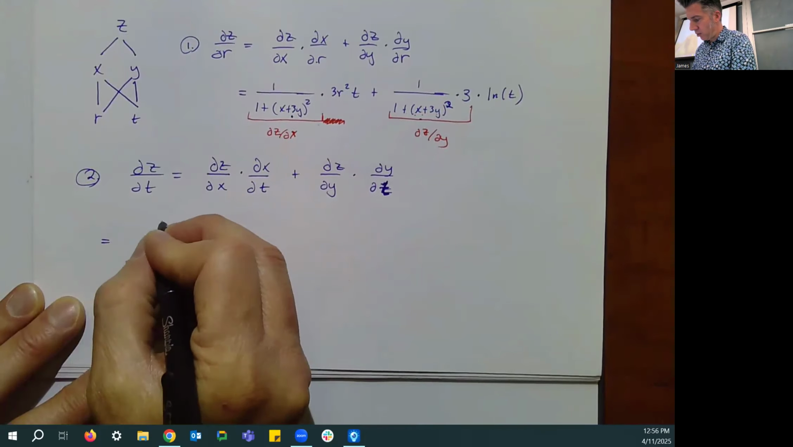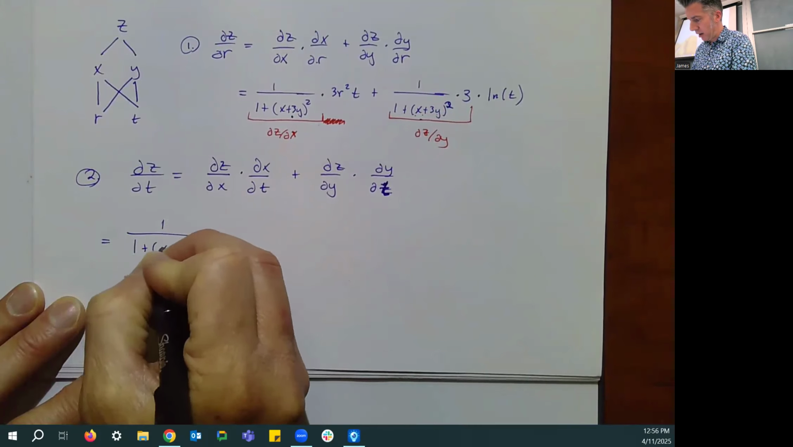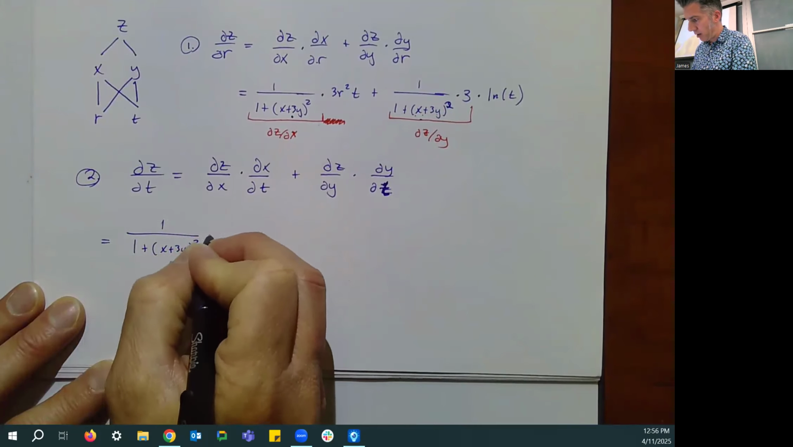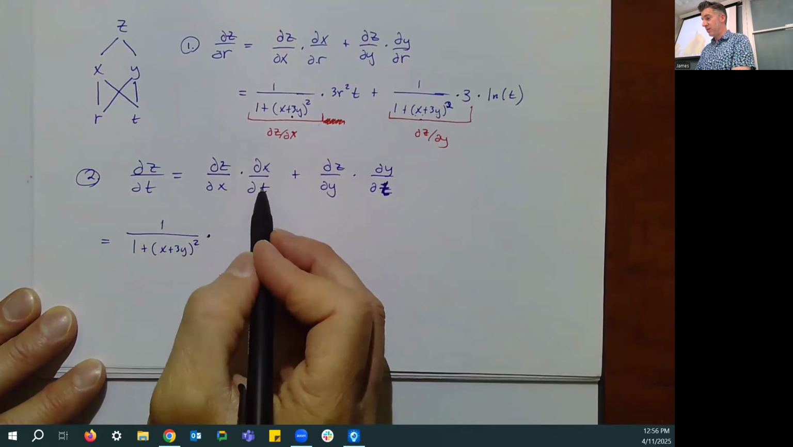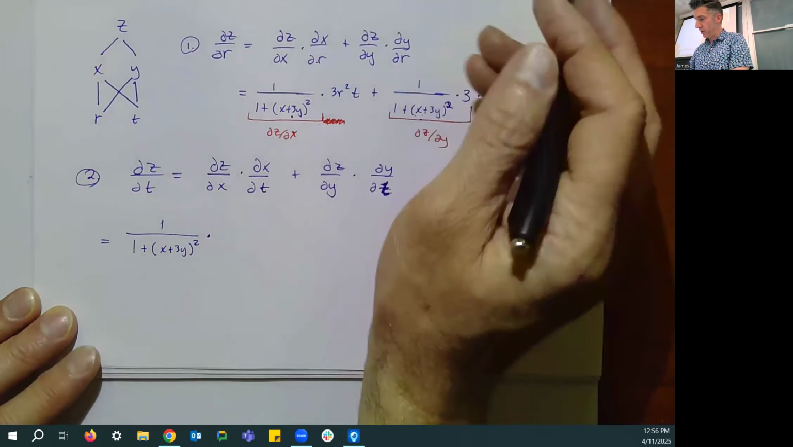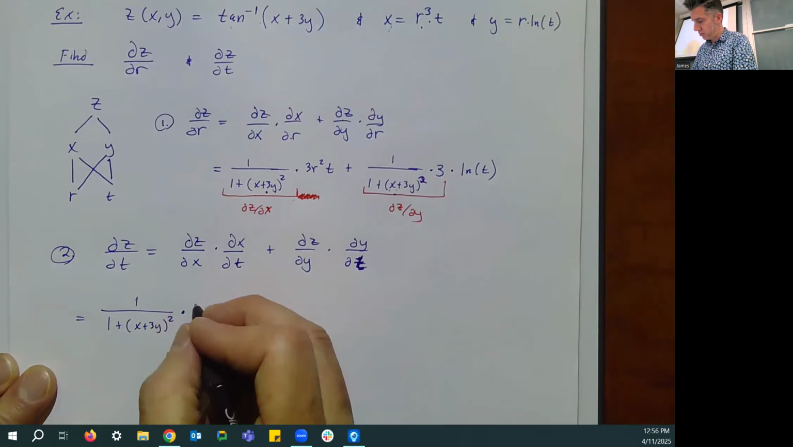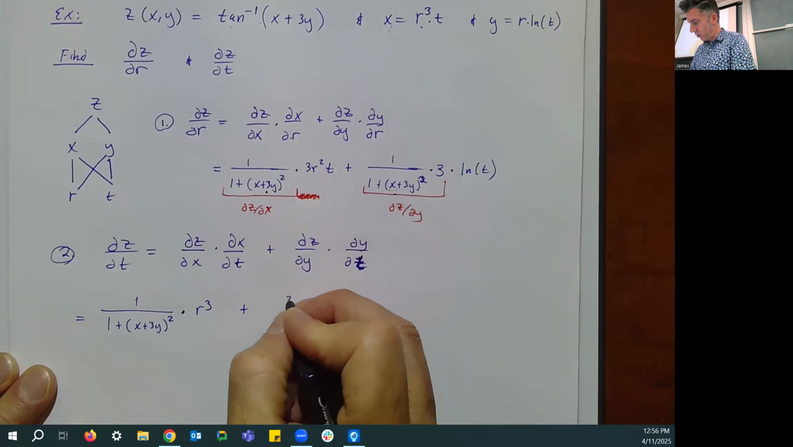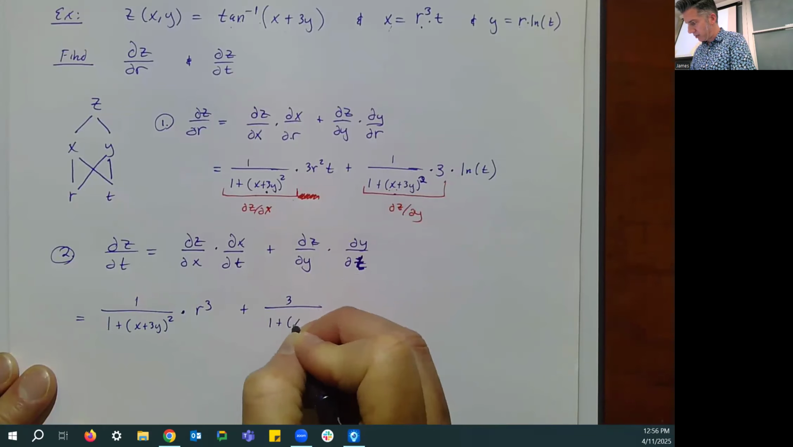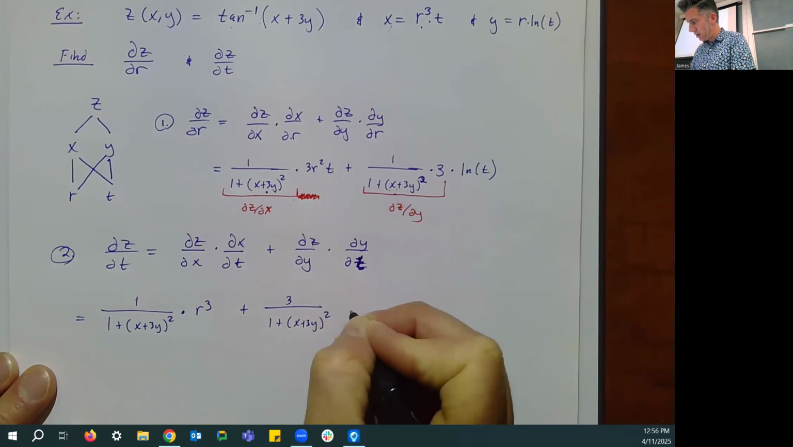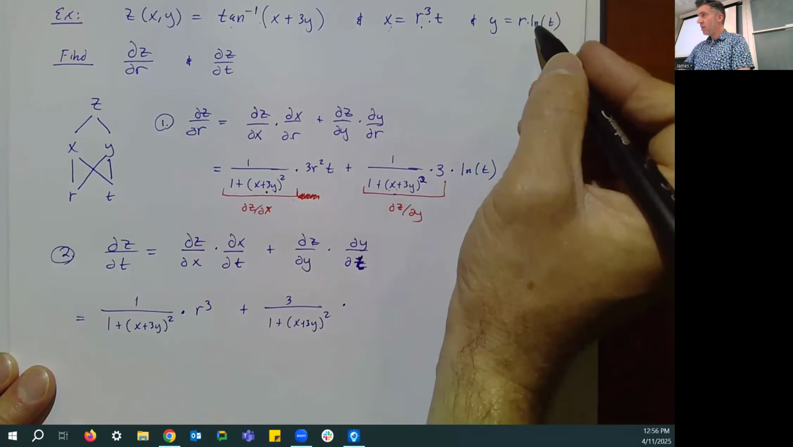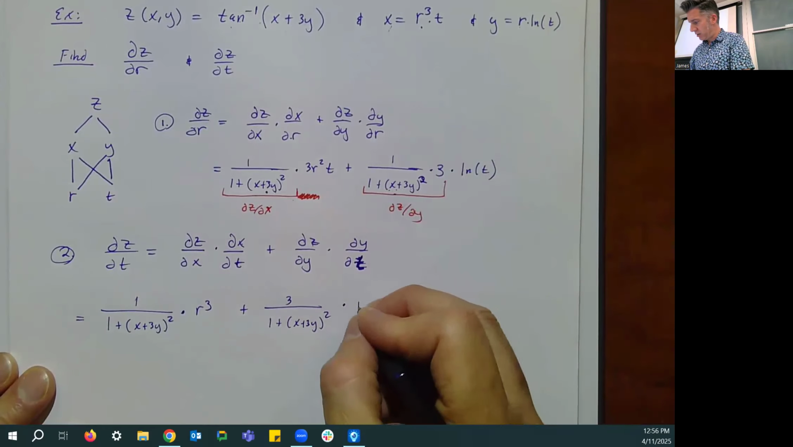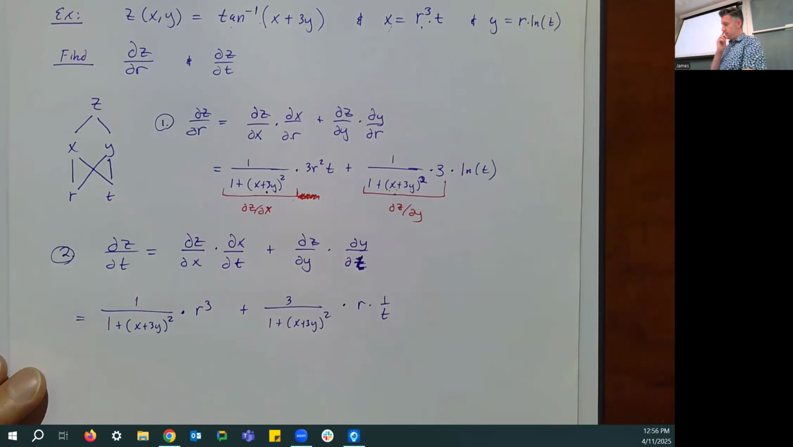We're going to get 1 over 1 plus (x plus 3y) squared. And then we have to multiply by del x del t, which is going to be r cubed. Plus del z del y is, again, just this part here. It's 3 over 1 plus (x plus 3y) squared times dy dt, which is r times 1 over t. That's it.